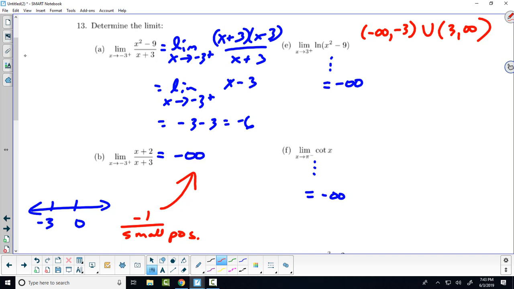If I plug in a -4 and square it, what do I get? 16. 16 minus 9 is 7. Can I take the natural log of 7? Oh boy. Yes, you can. Okay? All right. So that's the domain of this function. So it makes sense that I asked you to approach 3 from the which way? From the right. The question would be nonsensical. You'd say the limit didn't exist if I asked you to approach 3 from the left, because it's not even in the domain. Okay?